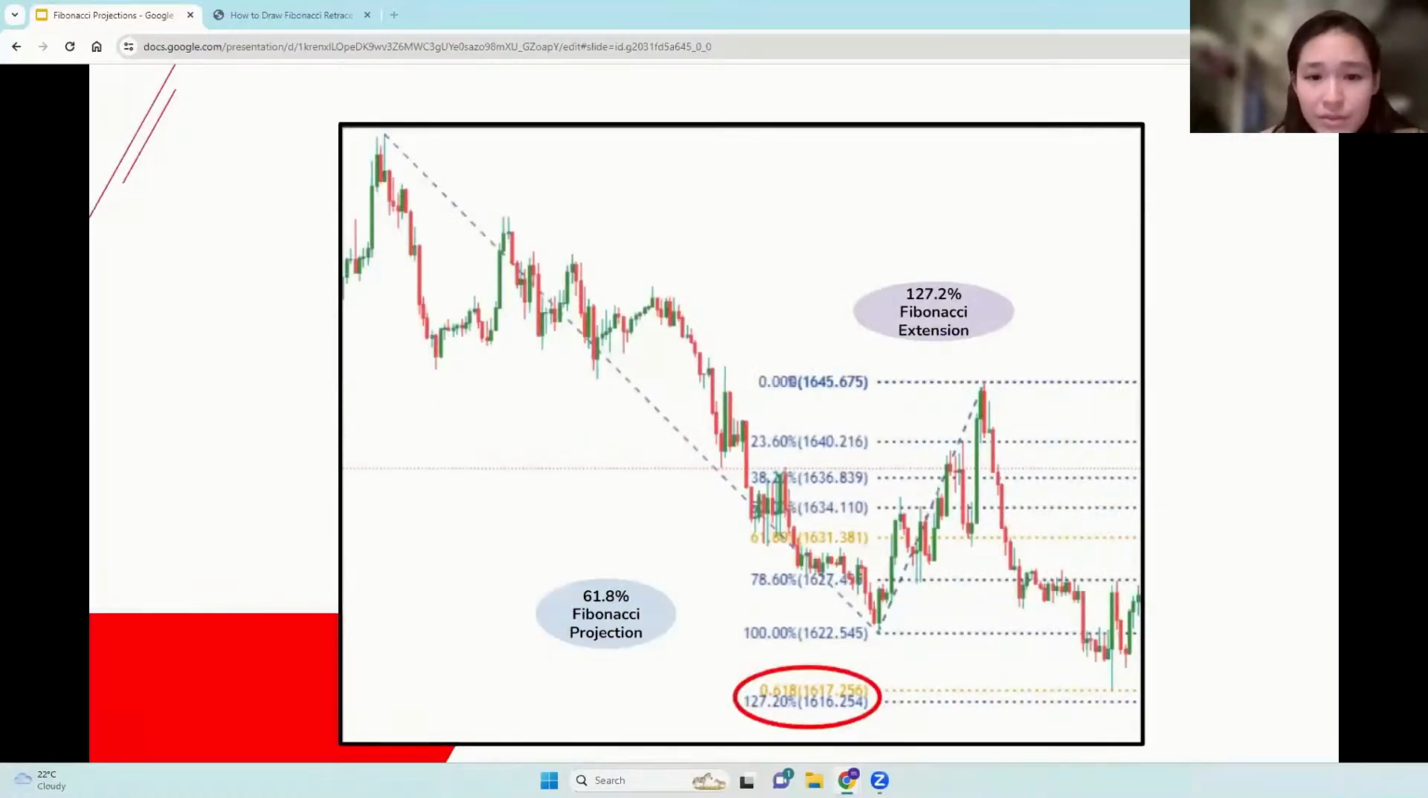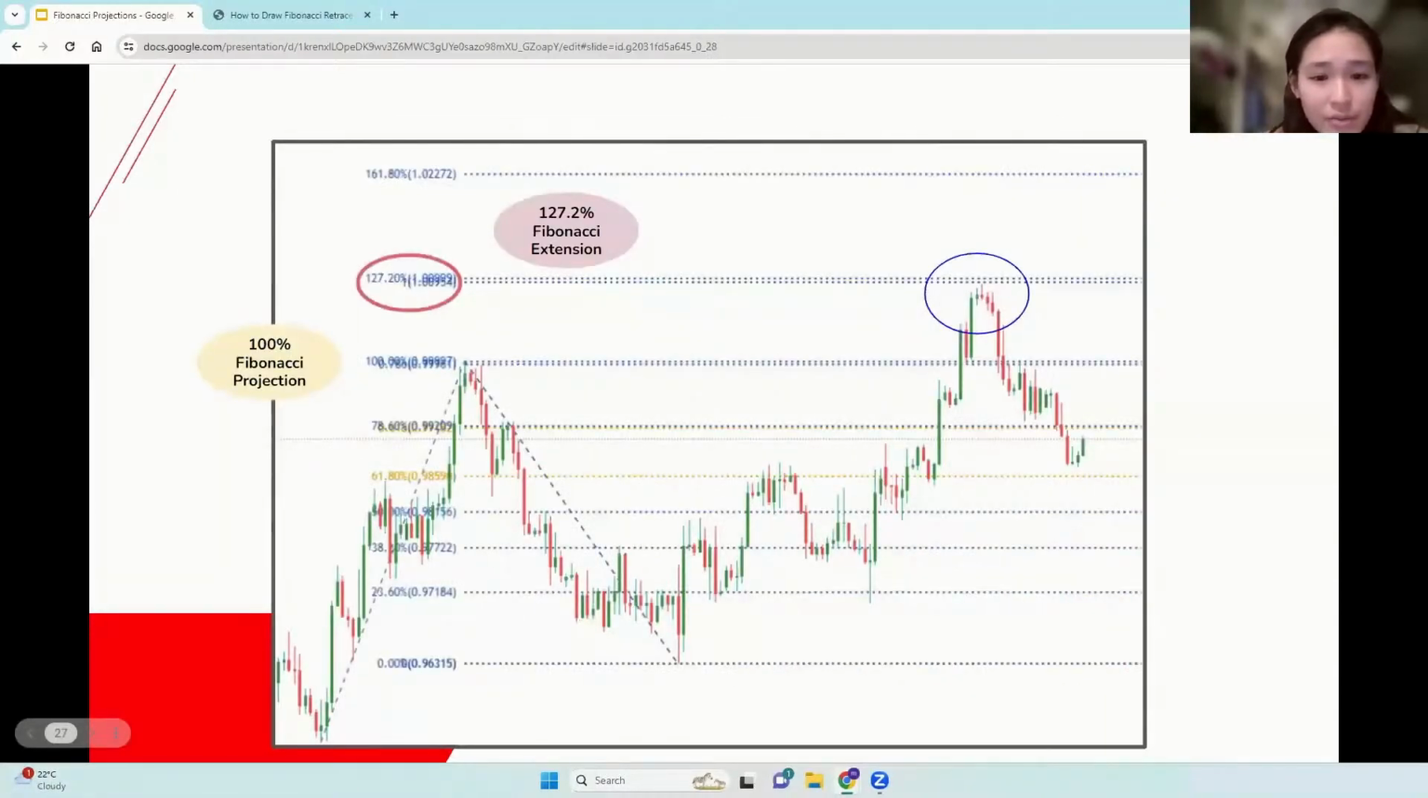In this example, we have two Fibonacci methods. We have the Fibonacci extension, which is the Nike tick method. This is the 127.2% Fibonacci extension level, and it's in line with the 61.8 Fibonacci projection level. Take note of the flash shape again. For the Nike tick, you can see that it's an inverted V shape, but it's only valid once the tail exceeds past this 100% level here. Then we can see price bouncing off of this confluence area here.